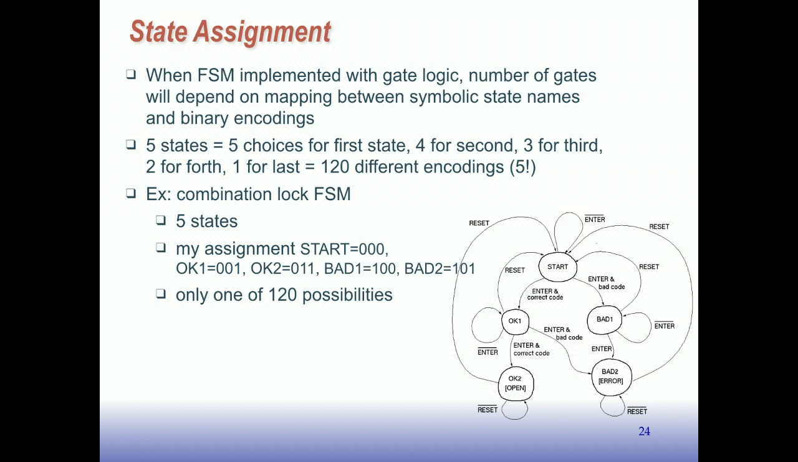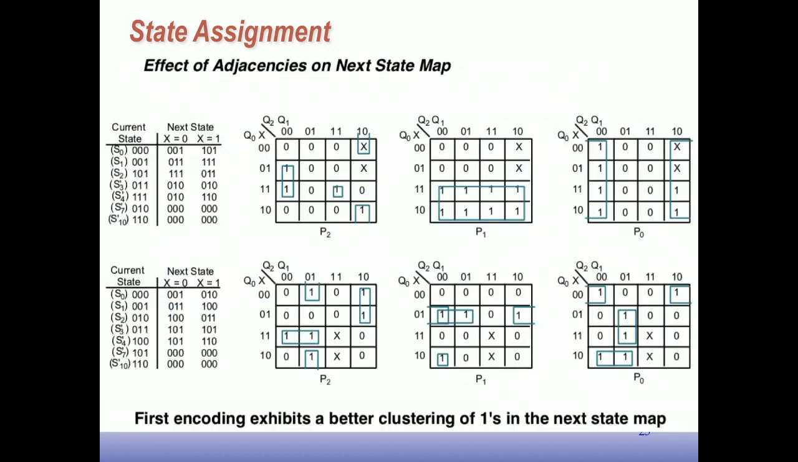Each one is going to lead to a different implementation. Think about the process we went through. Some of those are going to be better than others. Our job is to figure out a good one, or the best one if we can. The intuition for why one might be better than another you can see in this example. Here's this state machine we had before, the first string matching one. And here's one assignment of states, and here's a different assignment of states.